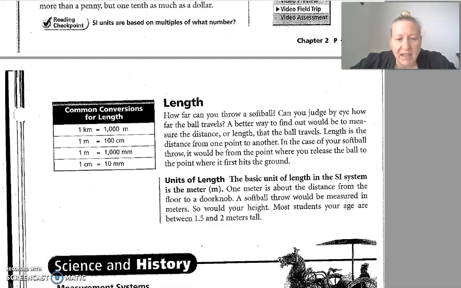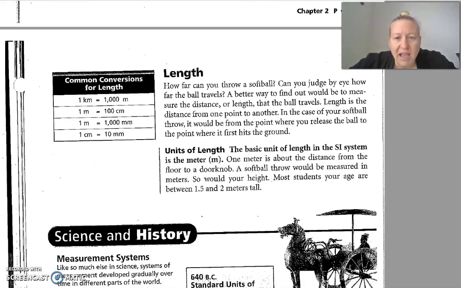All right, let's talk about length. How far can you throw a softball? Can you judge by eye how far the ball travels? A better way to find out would be to measure the distance or length that the ball travels. Length is the distance from one point to another. In the case of your softball throw, it would be from the point where you release the ball to the point where it first hits the ground.